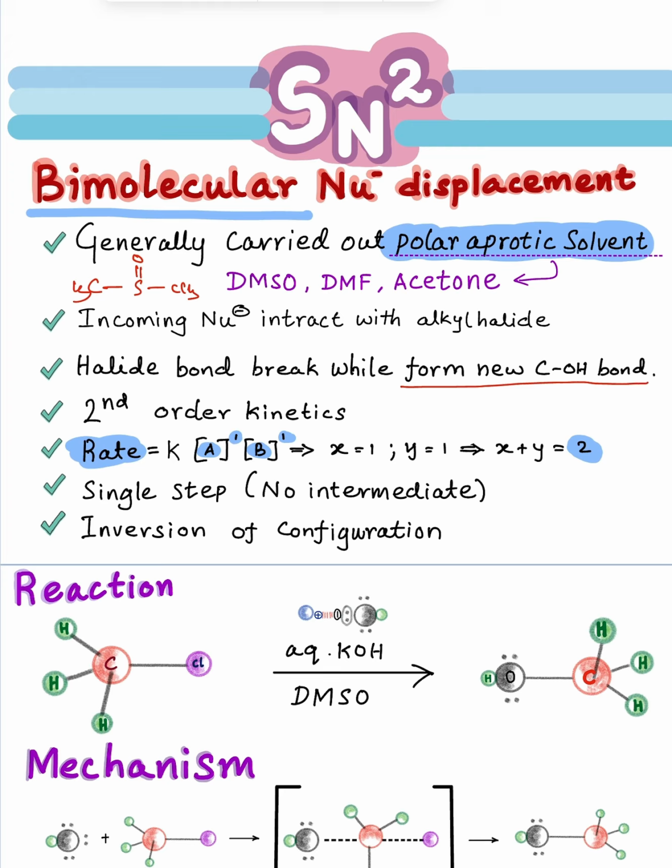So now what will happen? Simultaneously, both bond breaking and bond formation occur. So this reaction has second order kinetics. It's a single step reaction. In the SN1 reaction we identify intermediates, primary, secondary and tertiary carbocations. But in this SN2 reaction we cannot find any intermediates. Both bond formation and bond breaking happen simultaneously.